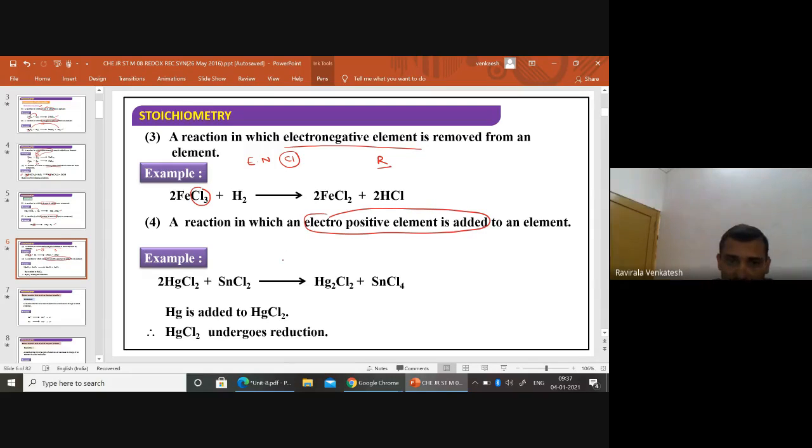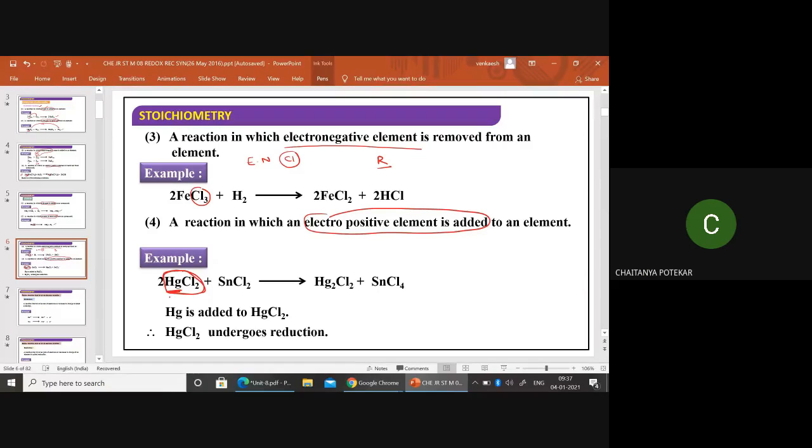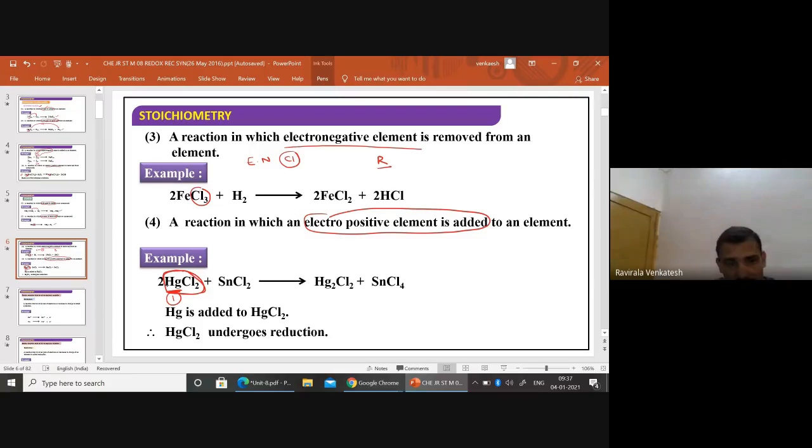Next, when you add electropositive element here, then that is called what here? Reduction reaction. You see here, the electropositive element is mercury. How many mercury are there in this molecule? 2, sir. Yes, here 2 molecules are there, but I am asking about 1 molecule. The molecule is like this, HgCl2. This is one molecule. In this one molecule, only one electropositive element is there, one mercury.